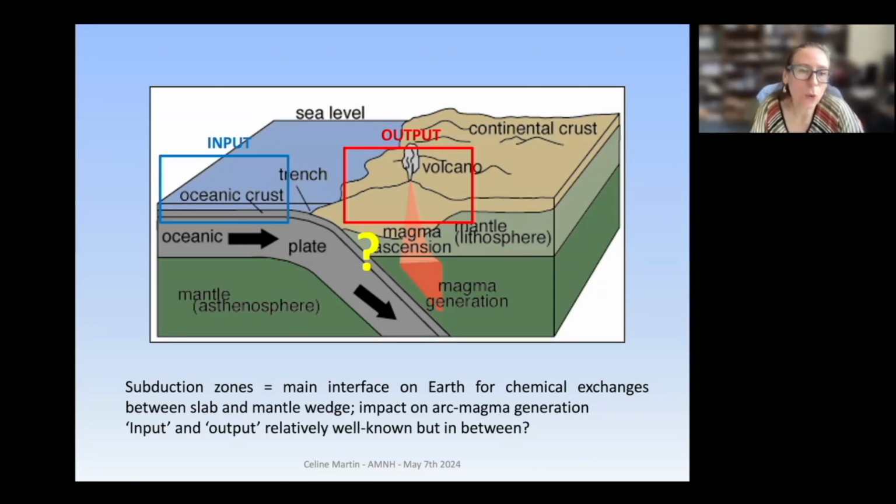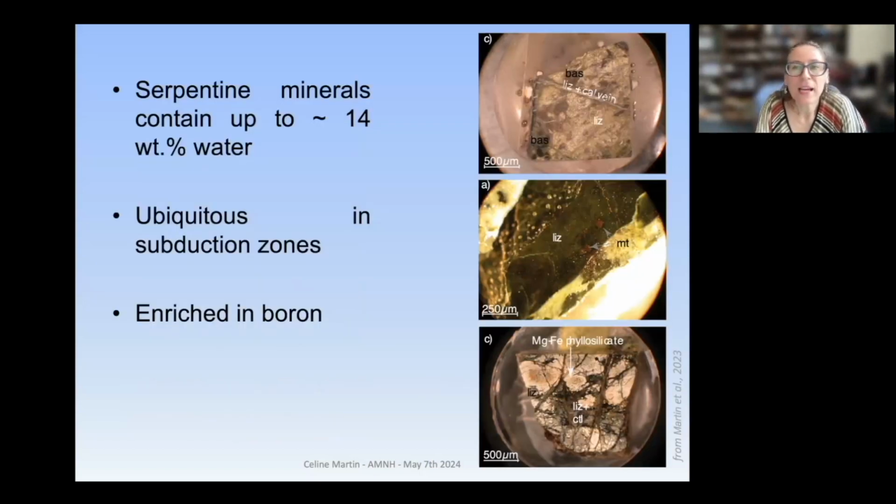We know quite well what's going in: it's the oceanic crust plus a little bit of the mantle or serpentinites underneath. And we know pretty well what's going out, when we study the arc volcanoes. Well, we still have questions about what happens in between. Serpentinites are a very good tool to study what happens in between fluid-wise because they contain up to 40% mass of water, which is huge. We can find them everywhere in subduction zones, and on top of it, they are enriched in boron.